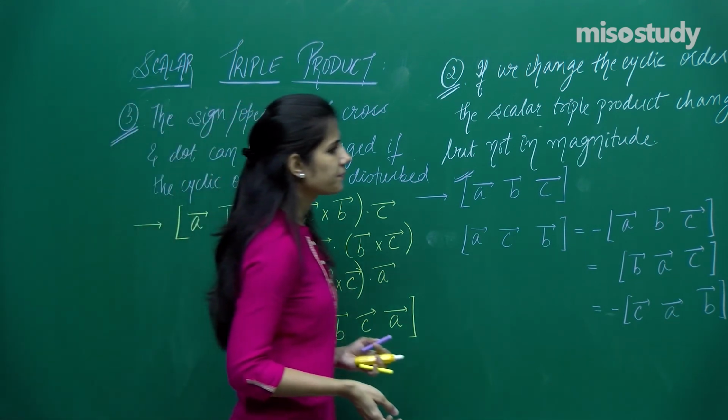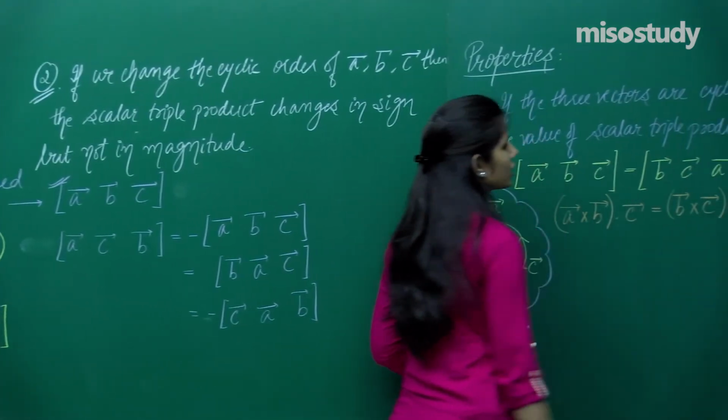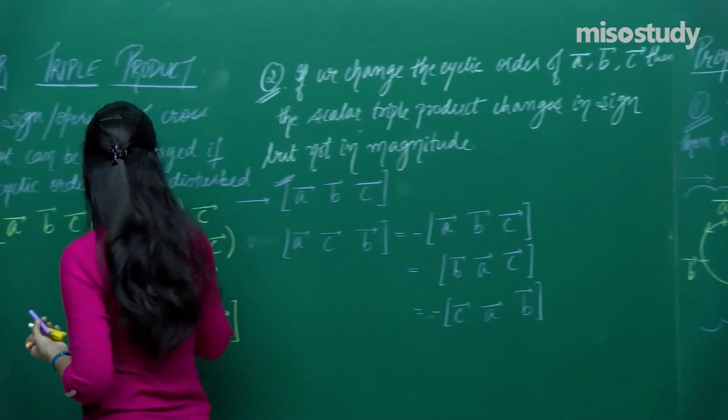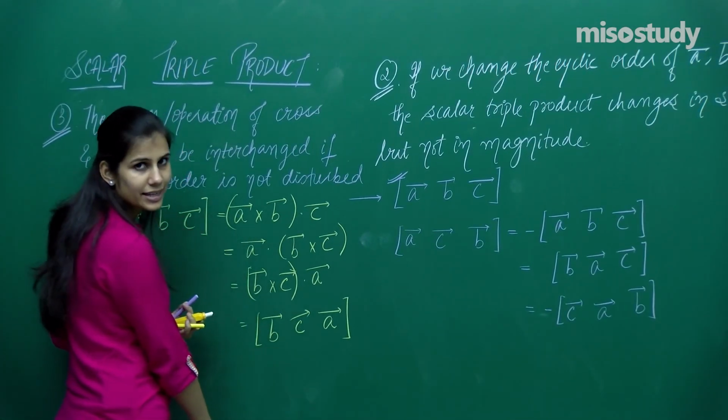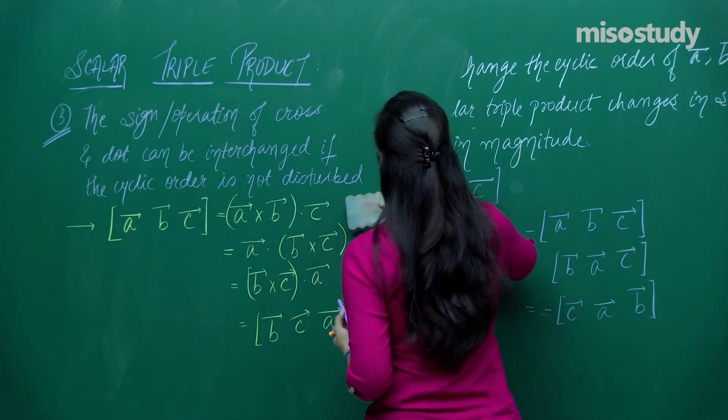So this is kind of the first property itself. If you can see, the scalar triple product of ABC was the same as the scalar triple product of BCA. I was explaining it there also, that I am just trying to interchange this cross and dot sign, and that can happen when I do not disturb the cyclic order of these three vectors.